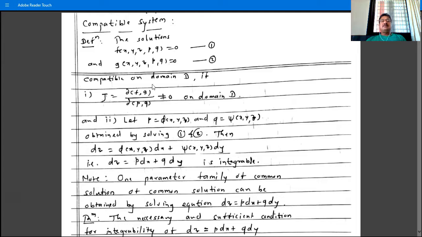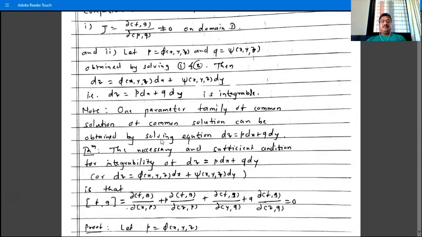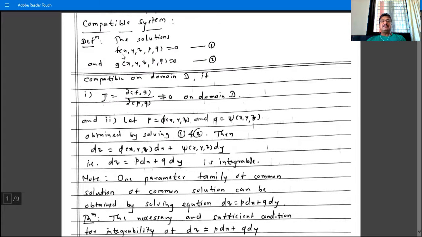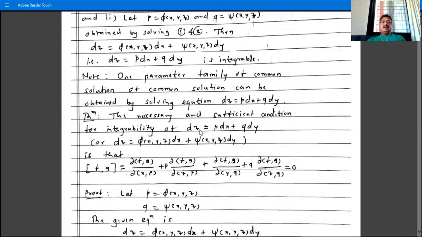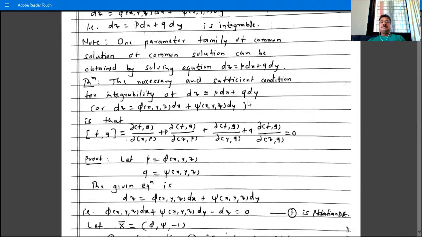These two are compatible if we have this. So if these two conditions are satisfied, that is, the Jacobian is not equal to 0 on that domain D, and the equation dz = p dx + q dy is integrable. So the necessary and sufficient condition for integrability of dz = p dx + q dy, that is dz = phi dx + psi dy, is the following.